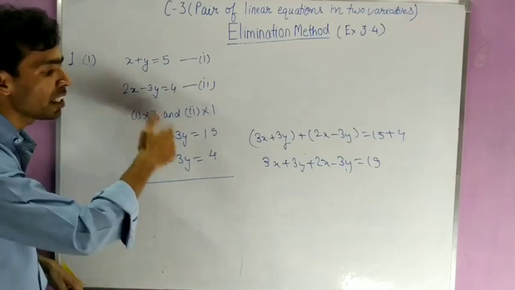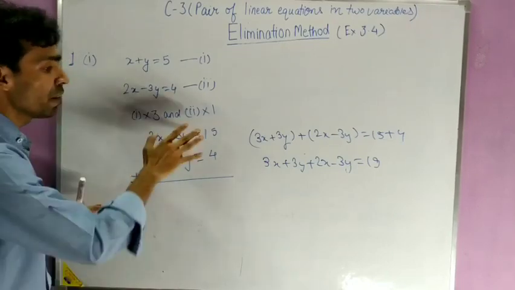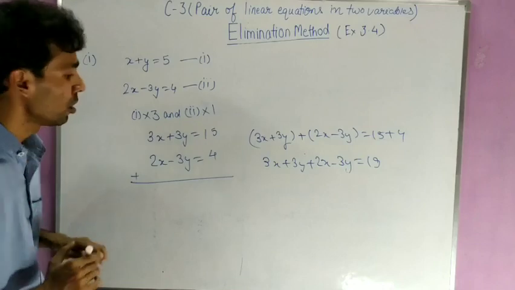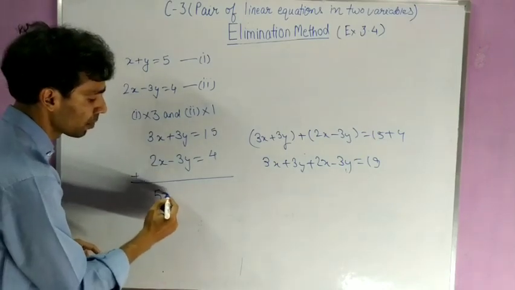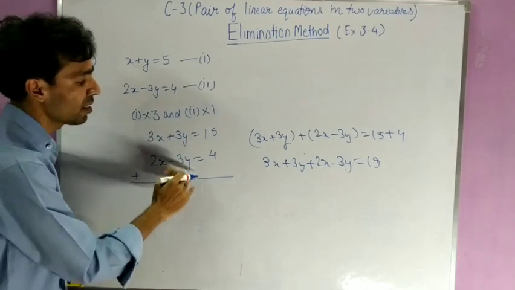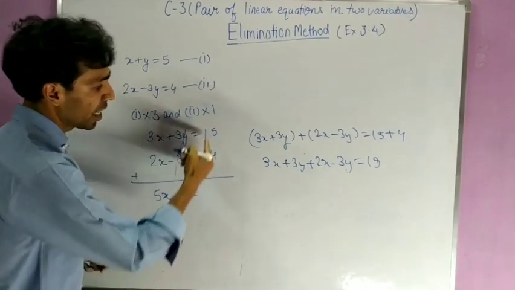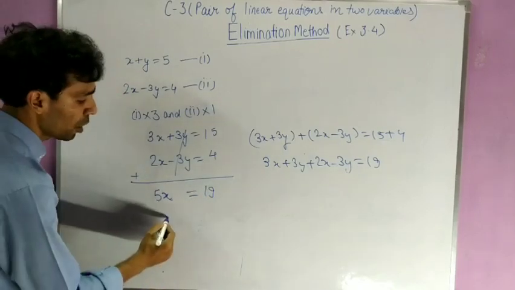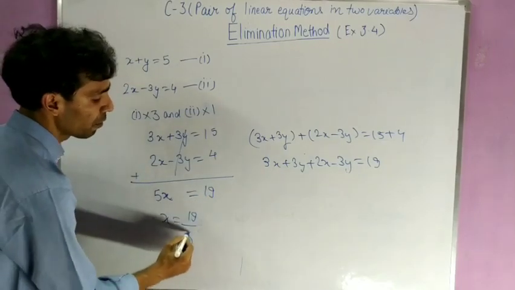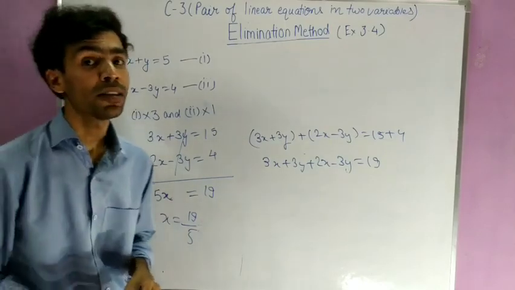When you add these two equations, nothing will be changed in the two equations. So see, 3x plus 2x will become 5x, and plus 3y and minus 3y will be cancelled, and here 15 plus 4 will be 19. So x will be equal to 19 by 5, which is the answer.